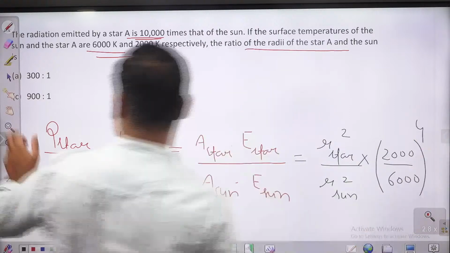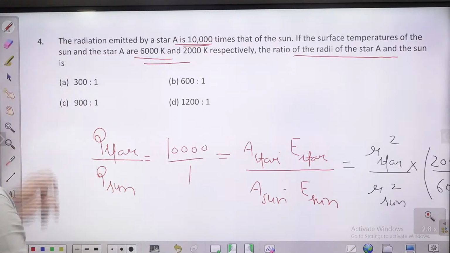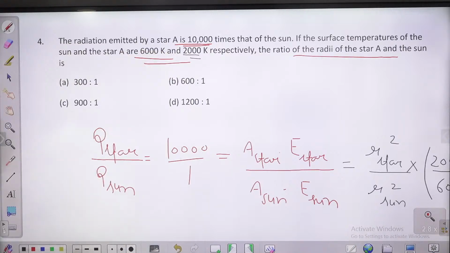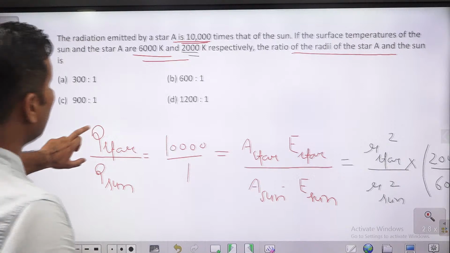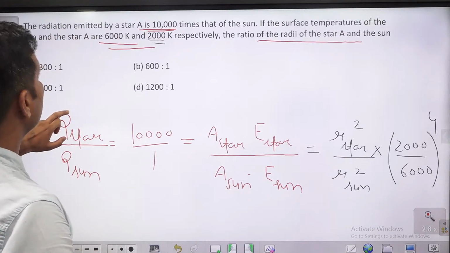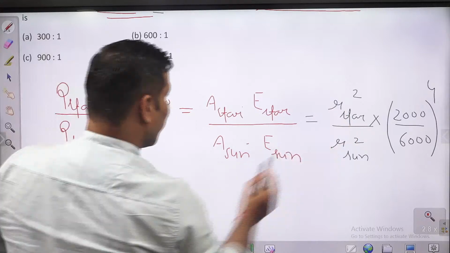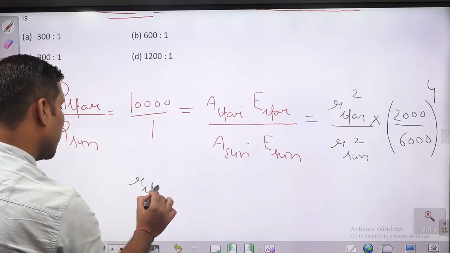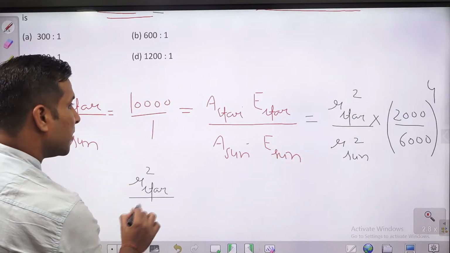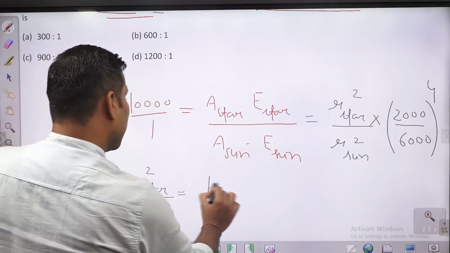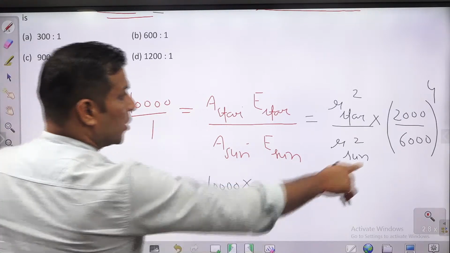Why, guys? Because the star temperature is given to you as 2000, and the sun temperature is given to you as 6000 Kelvin. Okay, so you need to check it here. The temperature of the star is 2000 and the temperature of sun is 6000. So solving this, you will get the ratio of the star radius square by the radius of sun square, that is equal to what? 10,000 into.